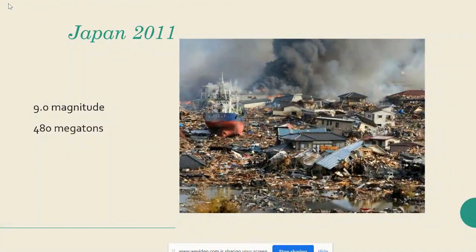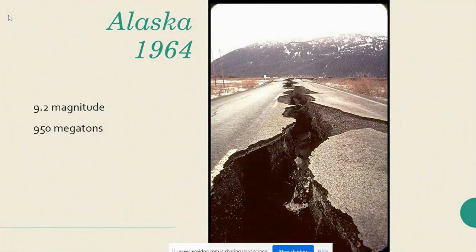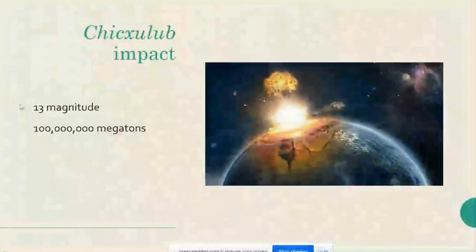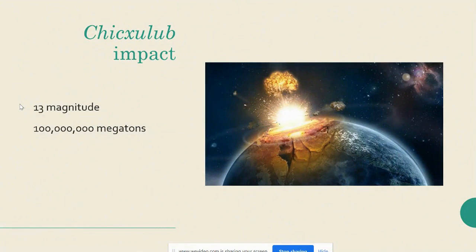And the Japanese earthquake of 2011 at a 9.0 magnitude at 480 megatons was enough energy to release a tsunami that really rocked the coastlines of Japan. In 1964, the Alaskan earthquake at 9.2 magnitude at 950 megatons, and over 1,000 megatons would be the largest earthquake, the Chilean earthquake. Actually, probably one of the larger events on Earth would be impacts with space objects.